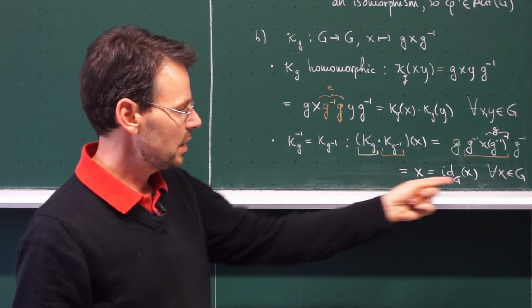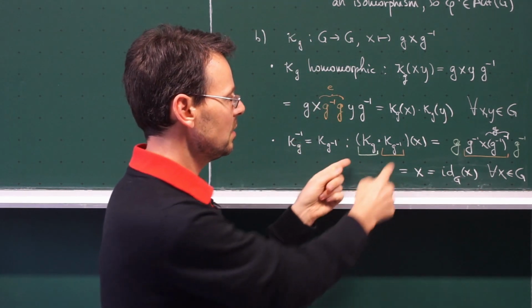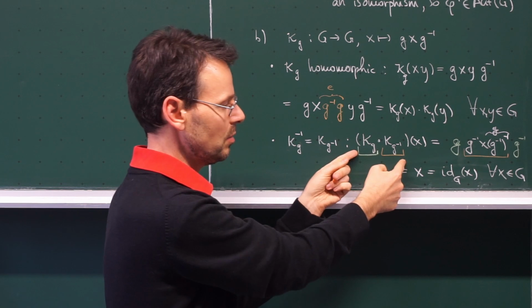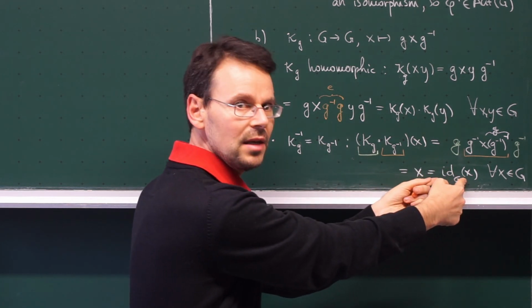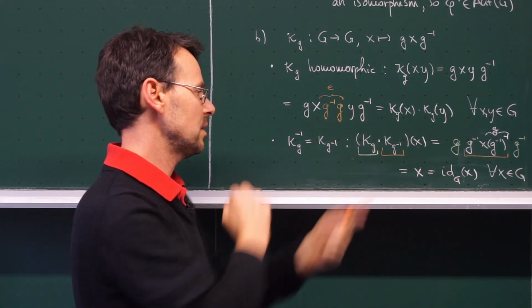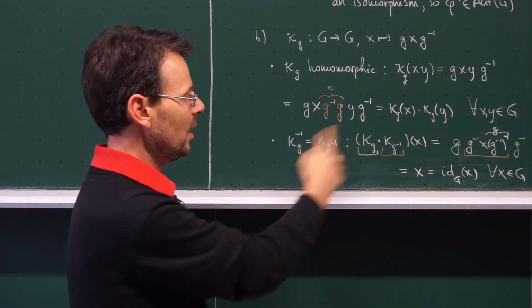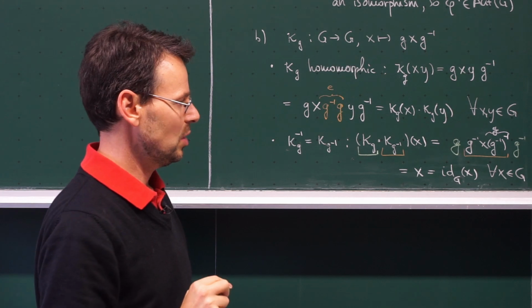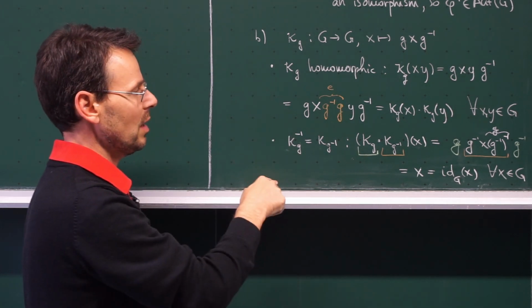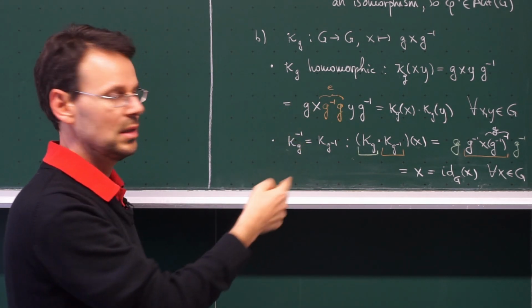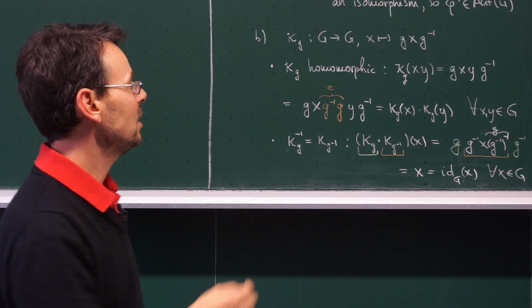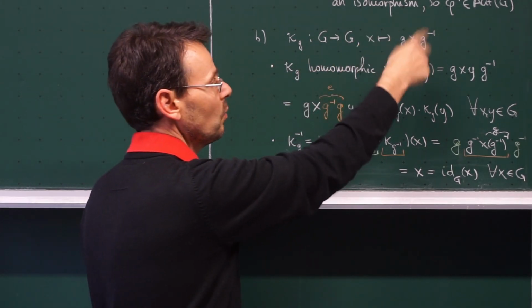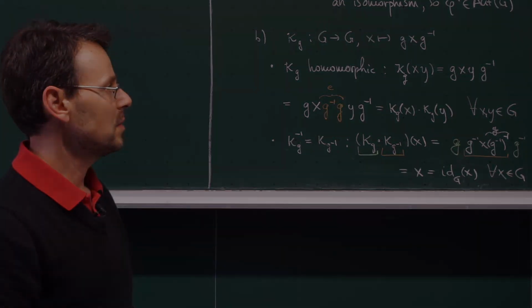And since this is clearly true for all elements of G, this shows that this composition is nothing but the identity. And of course, the same the other way around. And this proves that this indeed is the inverse map of kappa sub G. And this taken together shows that kappa sub G is an automorphism of G. So in any group, we know all these automorphisms.